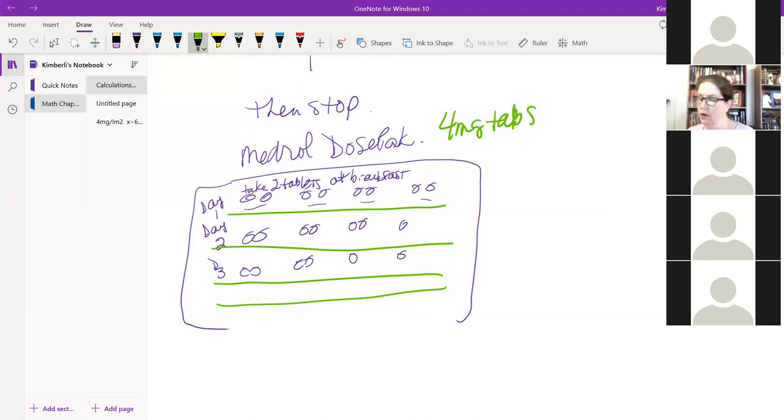So it's always 21 tablets. So one of the questions would be like, what is the total amount for the dose for the course of therapy? That would be 21 times 4, and that would give you 84 milligrams total. But that's over the course of several days.